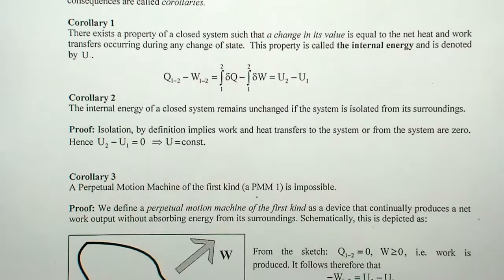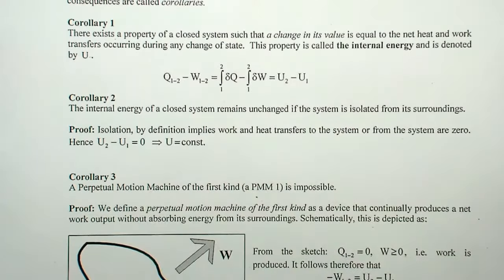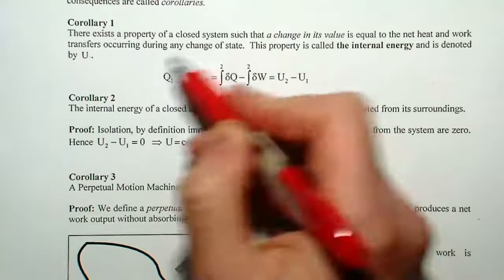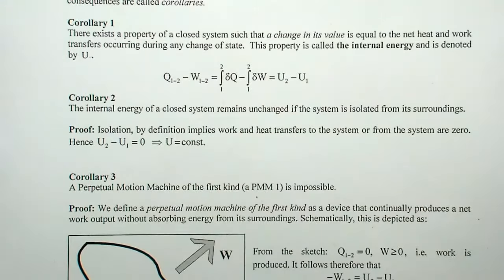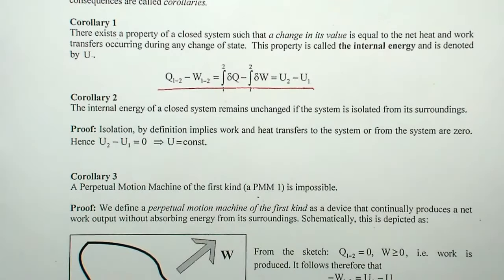So when you have a closed system and there's a change of state, then if you look at the net heat and work transfer, it has to be equal to the change of the internal energy. That's all it sort of states. Mathematically summarized in simple form in this equation.